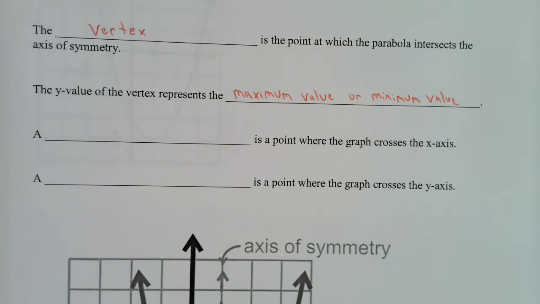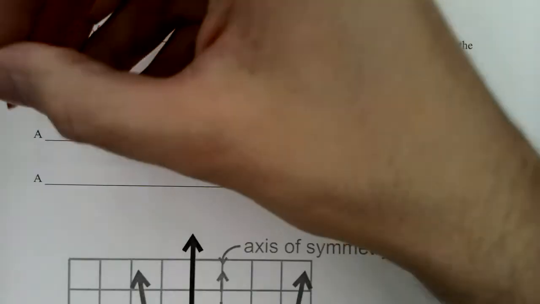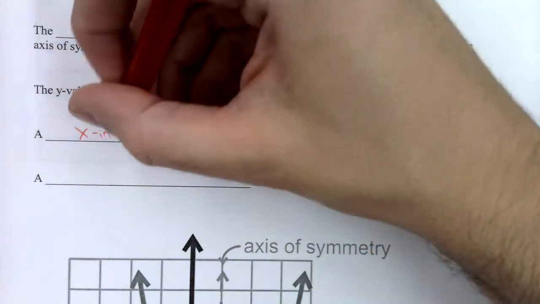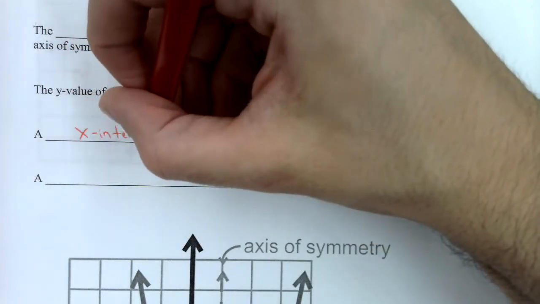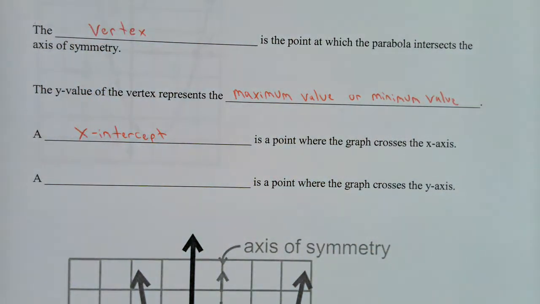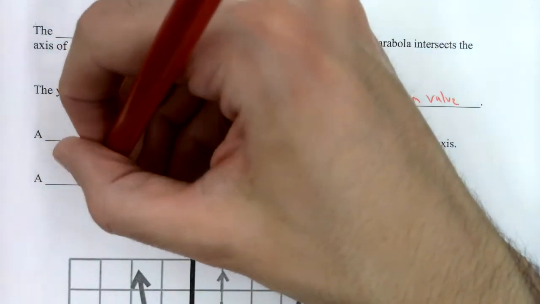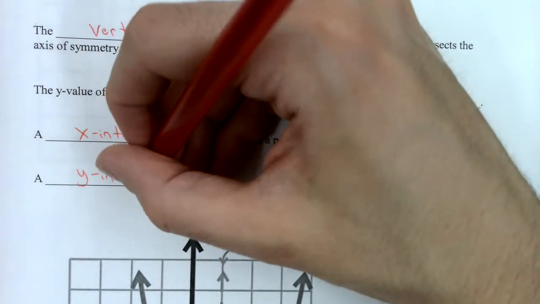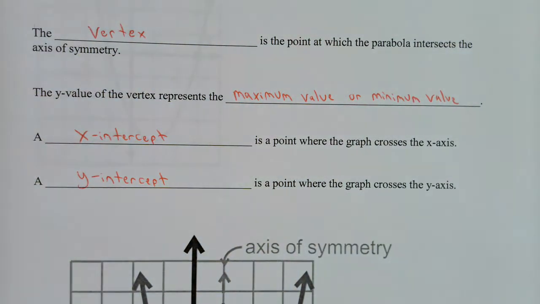And these next two definitions are review. A x-intercept is a point where the graph crosses the x-axis, and a y-intercept is a point where the graph crosses the y-axis.